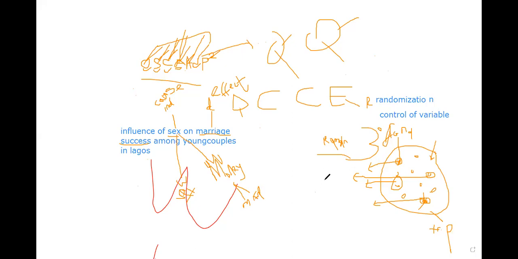Okay. Please, thank you. This is a population. Let's say this population is the whole of Lagos State, right? Okay, so this is Lagos State. It's my population. The whole of Lagos State is the population. So what I would now do is I randomly treat this population.